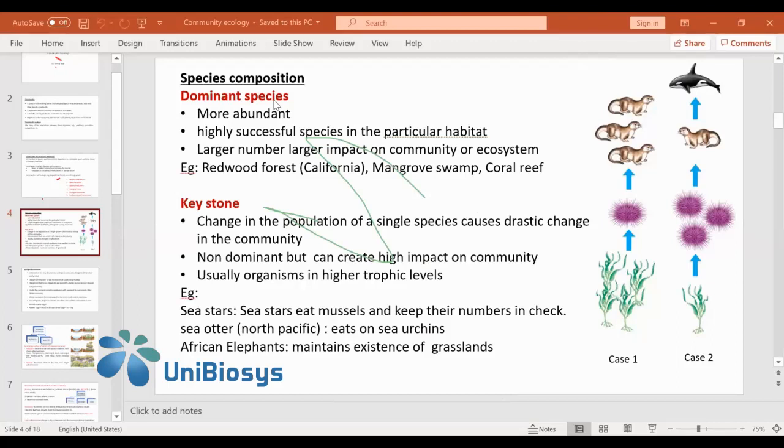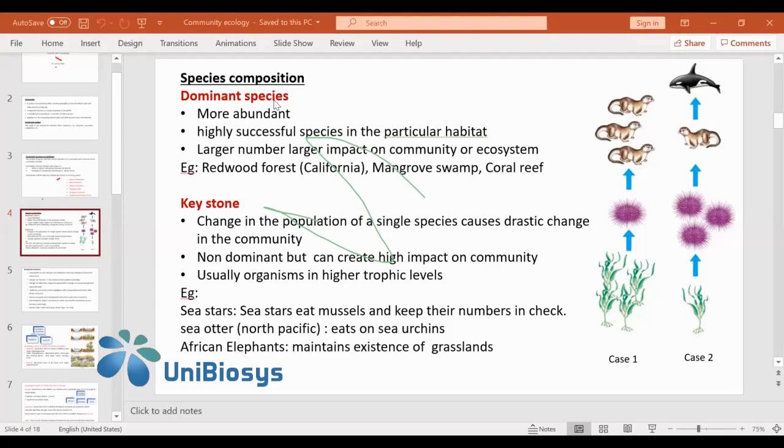So one is dominant species and one is keystone species. Usually in the next classes, we will discuss more types of species like indicator species and flagship species. Questions usually come with definitions, like match the following. Dominant species, keystone, flagship, indicator, they will give on one side and their definitions on the other side. That question has come, so we will discuss it in the next class.